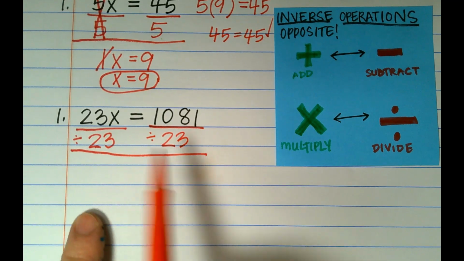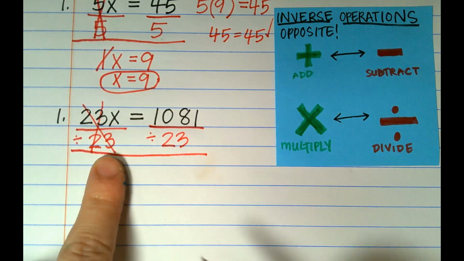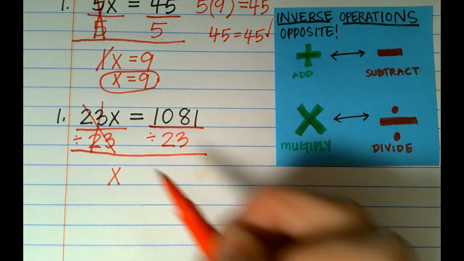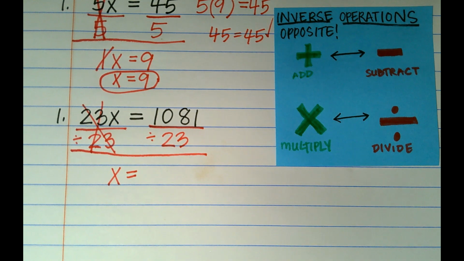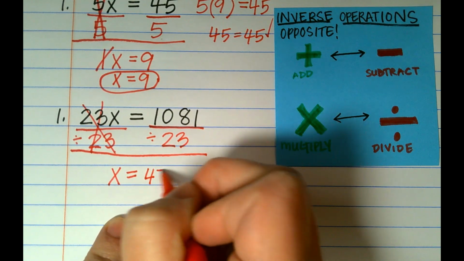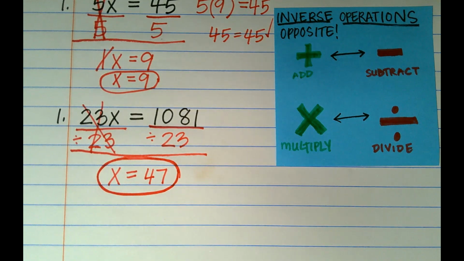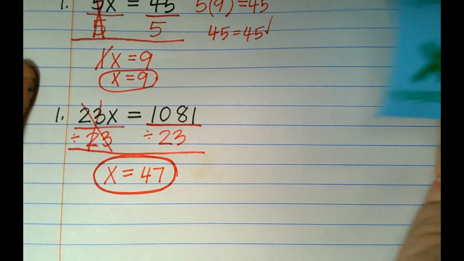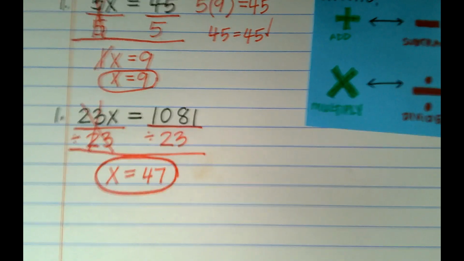Gotcha. So, what happens to my 23s? They cancel. They're gone. And now I have x all by itself. And you would divide that down to 81. What is it? 47. X equals 47. And this is definitely one I would use your calculator on. I wouldn't be trying to do that in your head. X equals 47.